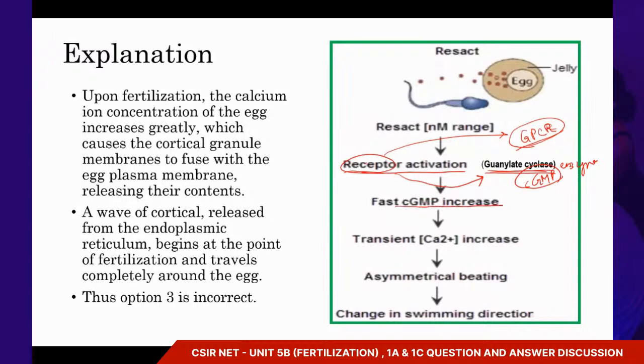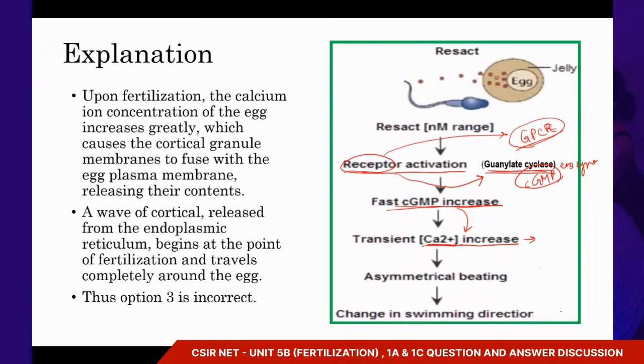So cyclic GMP increases, and that in turn increases calcium concentration inside what? It will increase calcium concentration inside what? Inside the egg or inside the sperm? So receptor is activated, cGMP is increased, and that cGMP is causing increase in calcium concentration in what? What is wrong with you people?